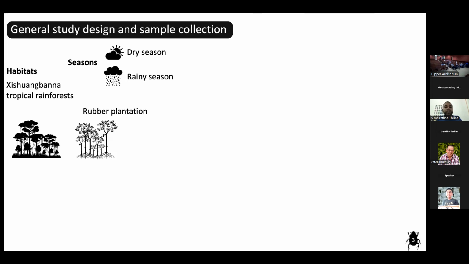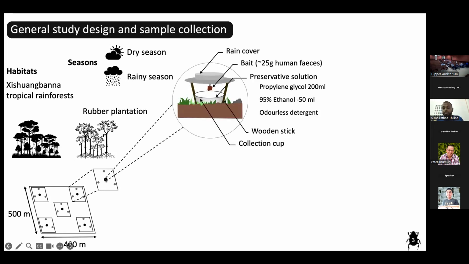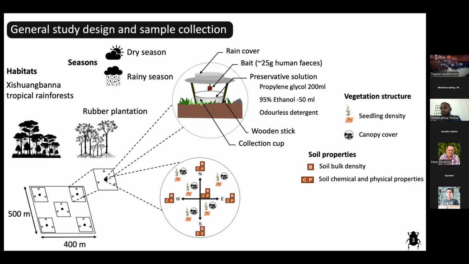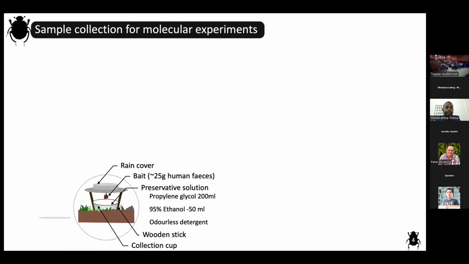We collected dung beetles in the dry season and also in the rainy season. We used 20 hectare plots, and in each 20 hectare plot we deployed five 1 hectare plots. Within each 1 hectare plot, we deployed one pitfall trap baited with human feces, with a preservative solution of propylene glycol and ethanol. We also collected vegetation data, soil properties, and climatic data for the subsequent analysis.